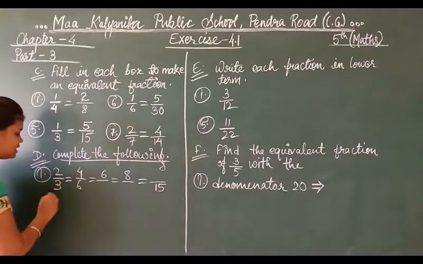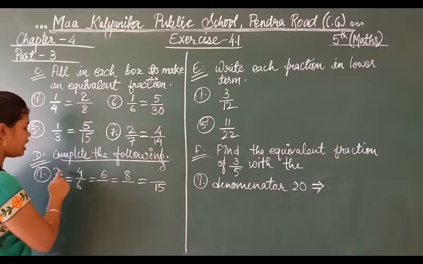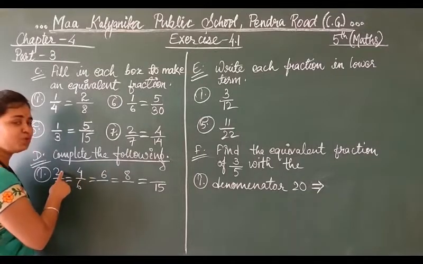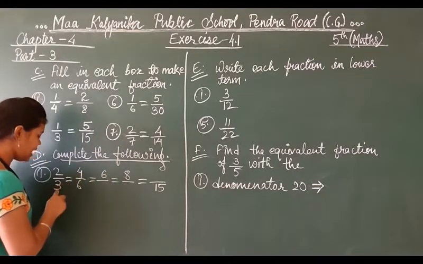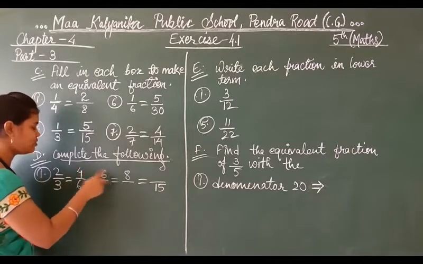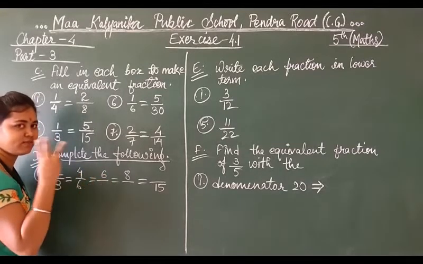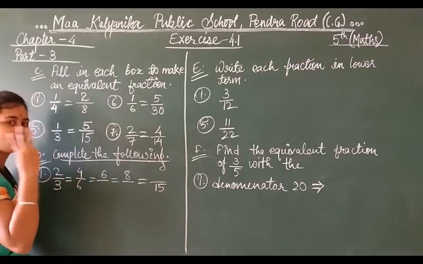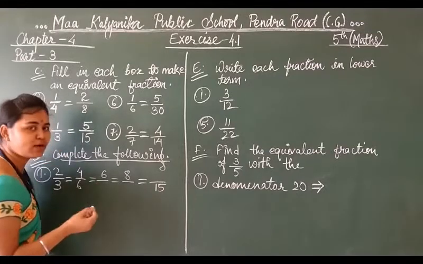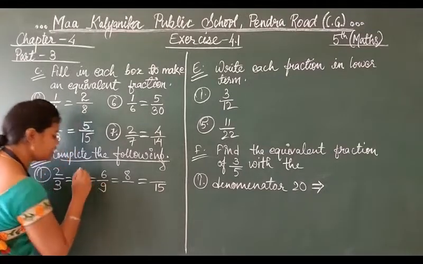You have to take this main fraction, 2 by 3. Now how to get 6? So 2 3s are 6, and for 3, again we will multiply by 3, because 2 3s are 6. We have to remember 3. So now 3 3s are what? 3 3s are 9. Okay.